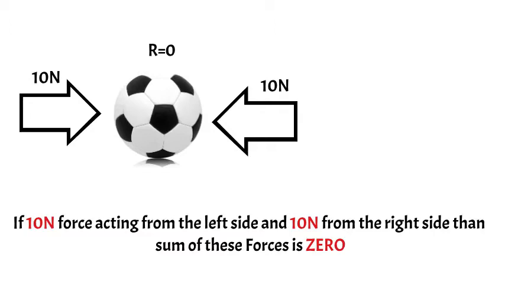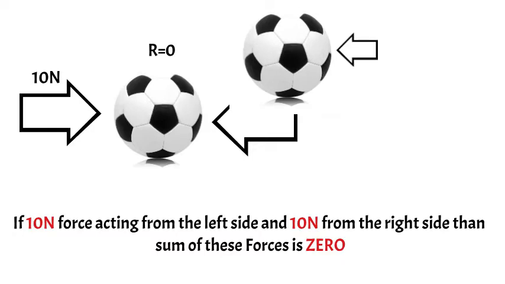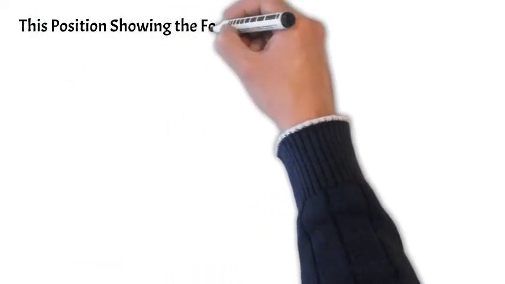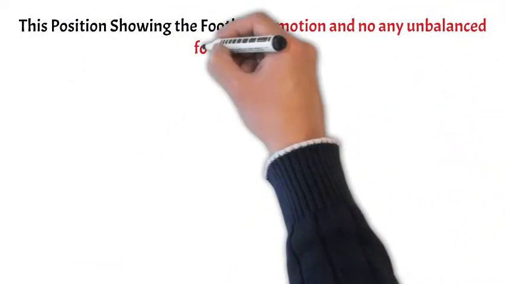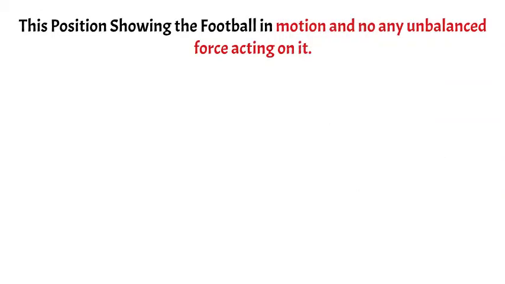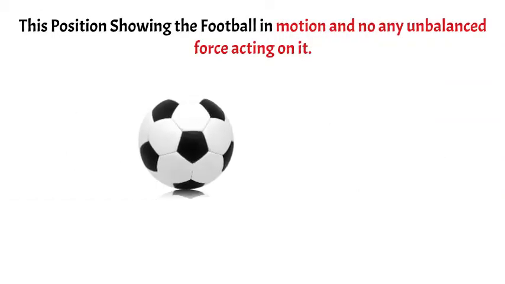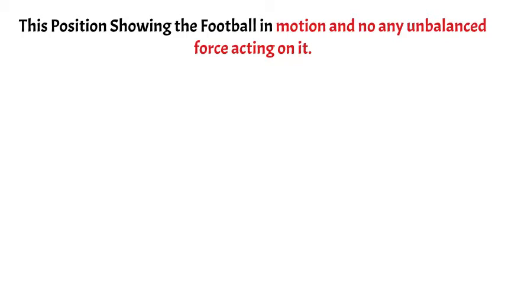If we remove the force from the left side and apply 10 Newton force from the right, then the ball will move to the left. It is an unbalanced force, so that is why the ball will move to the left. And now we see this position showing the football in motion and no unbalanced force acting on it. You see the ball is continuously moving.